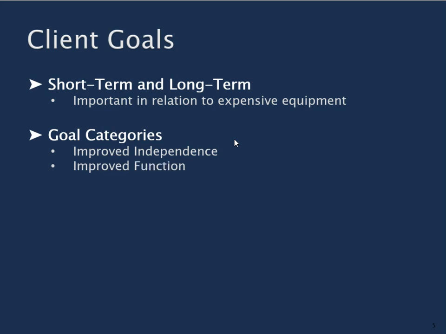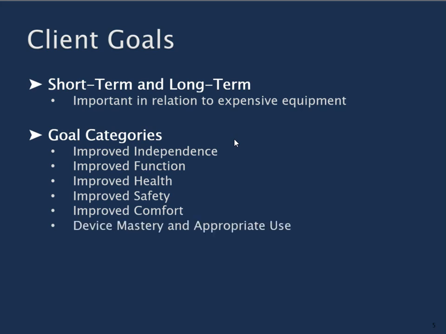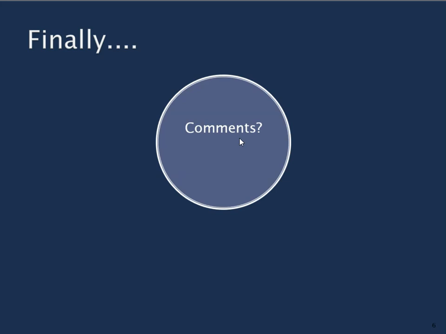In terms of the categories then, the overarching goals for all clients would be improved independence, improved function, improved health, improved safety and comfort, device mastery and appropriate use. So that lends itself into the training aspect of technology as well, in regards to making sure that the client is fully competent in using the technologies. And so that is an overall outline of the assistive technology needs assessment process.